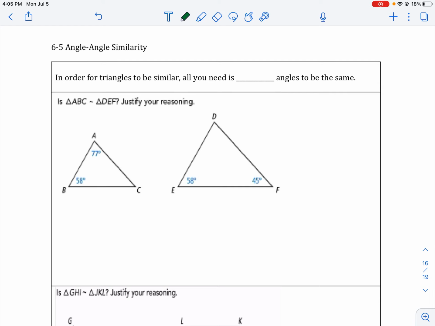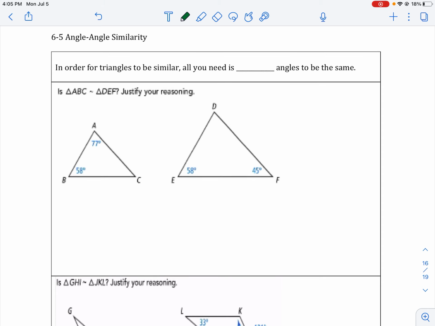So here we're going to talk about angle-angle similarity. And this deals with two triangles that are similar. You can have two triangles that are of different sizes, but they can have similar traits to them. So in order for triangles to be similar, all you need is two angles to be the same.